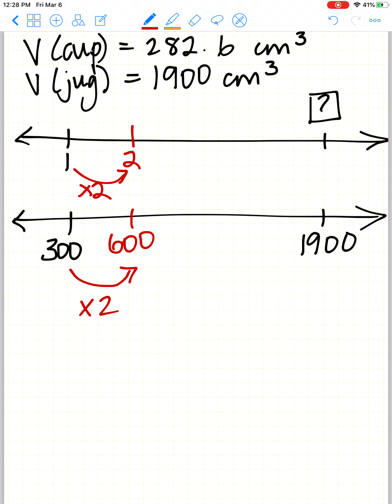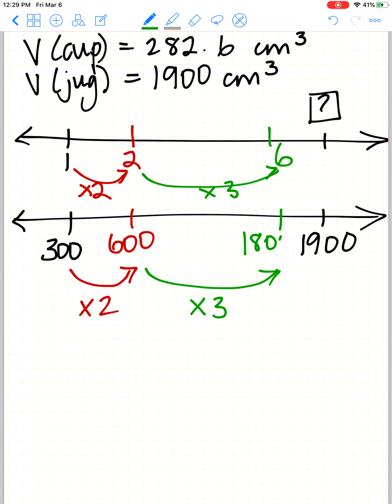Well, that's not anywhere close to 1,900, so I'm going to keep scaling up. Well, that was a pretty friendly number. I think I can take that one and scale it up by a factor of 3 now. So if I took those 2 cups and scaled them up by a factor of 3, now I'm at 6 cups and a volume of 600 times 3, which is 1,800 cubic centimeters. That is really close to 1,900. In fact, it's only 100 away, so I couldn't fit another cup of 300 in there. So I'm going to say that my estimate for how many cups can be filled by that jug is around 6. It's not exactly 6, but it's going to be around 6.